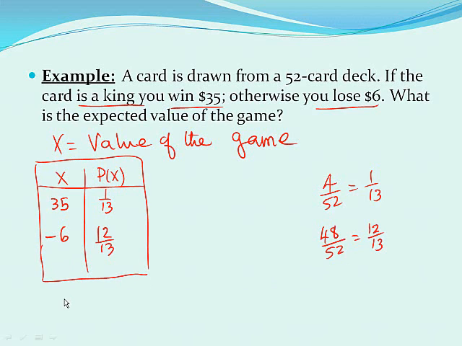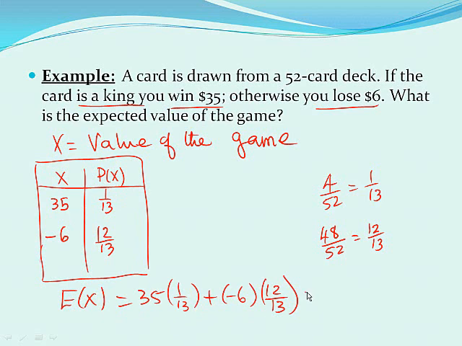To get the expected value, we need to multiply the probabilities with the x values and add them together, which is like 35 multiplied with 1 by 13 plus -6 multiplied with 12 by 13. When we calculate this, we will get -1.06.